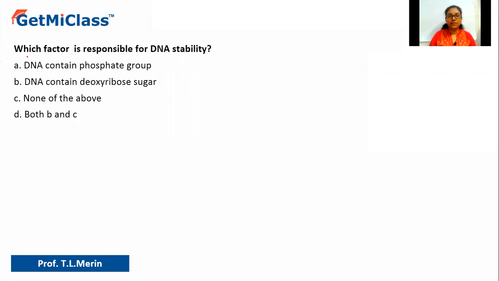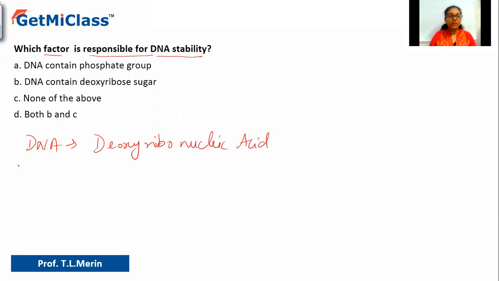So let us understand the question here. It says, which factor is responsible for DNA stability? So we have to look for the option which gives the detail about the factor which is responsible for the stability of the DNA. Now, when we talk about DNA, what is DNA? That is nothing but deoxyribonucleic acid. That we all know, right? Nucleic acid. Now, when we talk about RNA, it is ribonucleic acid. So your answer for the question is there in these names itself.